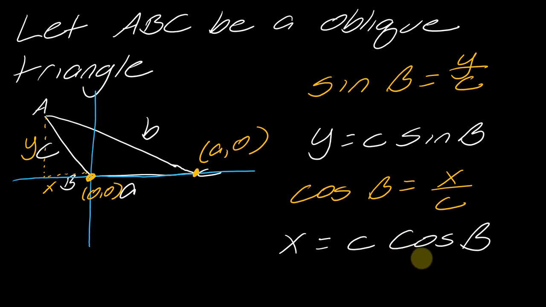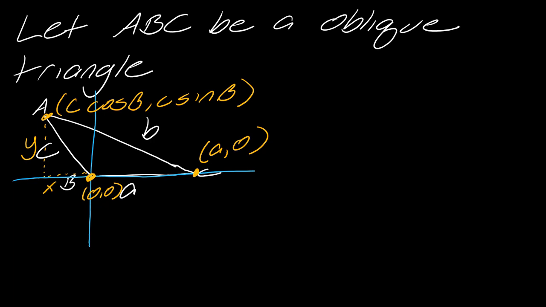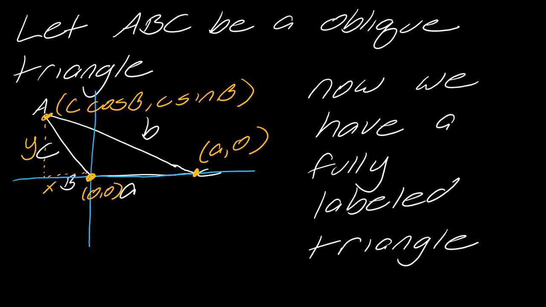And so now I have a point x comma y, except I can represent it now in terms of the triangle. So I can rewrite this point as c cosine b, c sine b. Kind of cool, right? Clever. Clever is what I'd call that. All right, so now what? So now we have a fully labeled triangle.